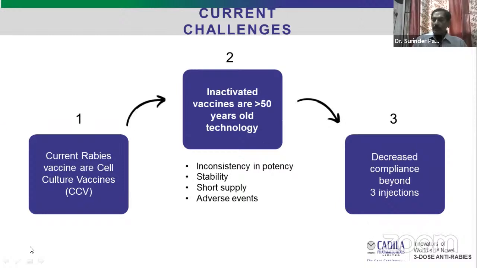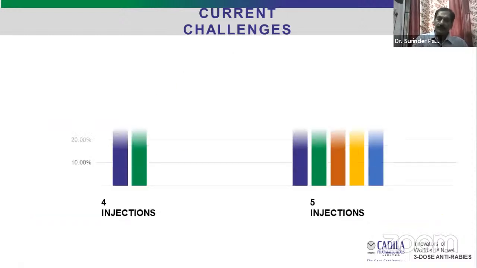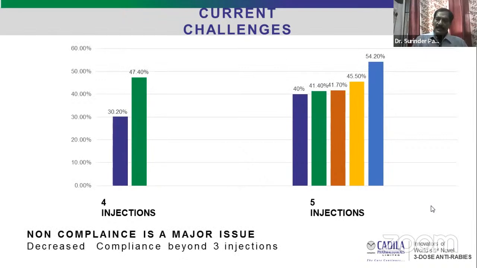Further, because there are 5 injections, there is decreased compliance beyond 3 injections. After getting the 3 injections, the patient himself says that I'm not going to have 2 more injections. So 3 are sufficient. Decreased compliance is one of the main reasons for more challenges ahead, and we are coming with the new injection from Travis by the Kerala Pharmaceutical. So these are the current challenges.